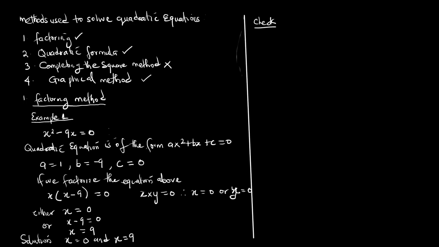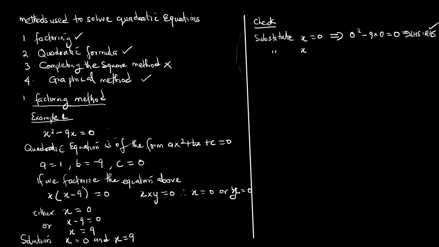So if I substitute x equal to 0 into that equation, let's see what we get. We're going to have 0 squared minus 9 times 0. Of course, this is going to be 0, which means that my left hand side is equal to my right hand side. So that is satisfied.